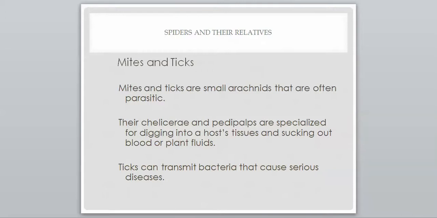Mites and ticks are our next group of arachnids, and these are small arachnids that are often parasitic. Their chelicerae and pedipalps are specialized for digging into host tissue and sucking out blood or plant fluids. Mites usually affect more plants, whereas ticks affect mammals mainly and suck out their blood. Ticks can transmit bacteria that cause serious diseases, Lyme disease being the most common disease spread by ticks.